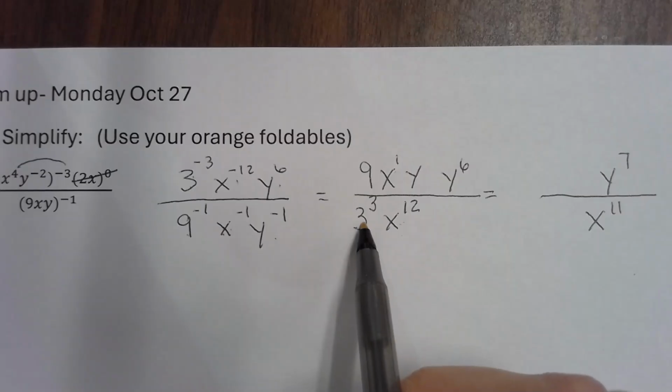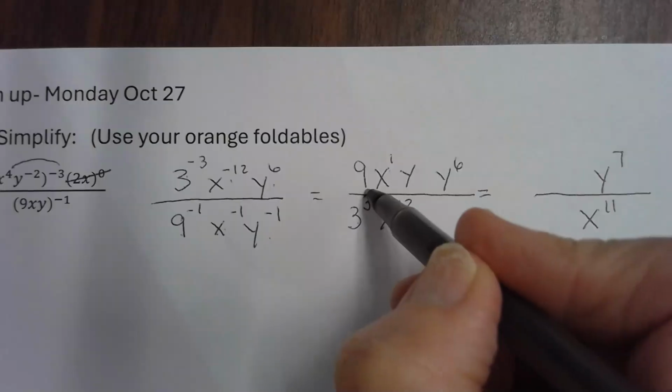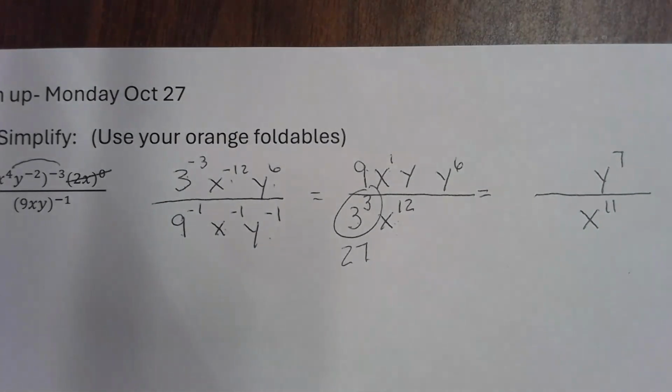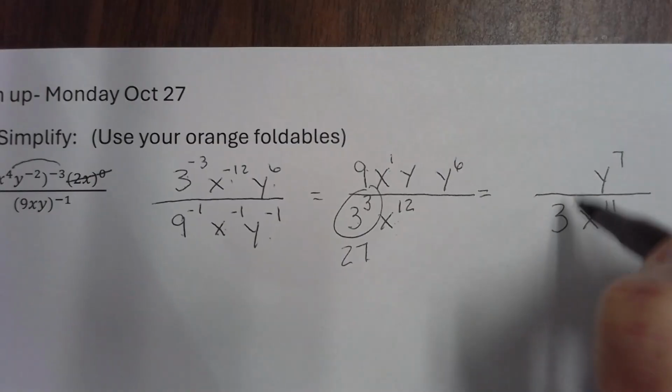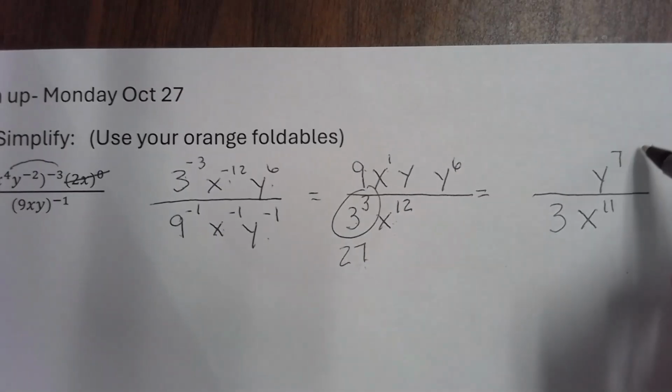What is 3 cubed? What is 9 divided by 27? Almost. It's 1/3. 27 is bigger on the bottom. 9 divided by 27 is 1/3.